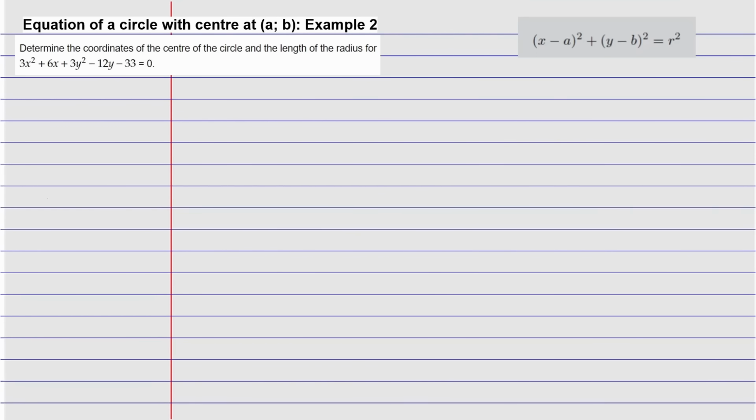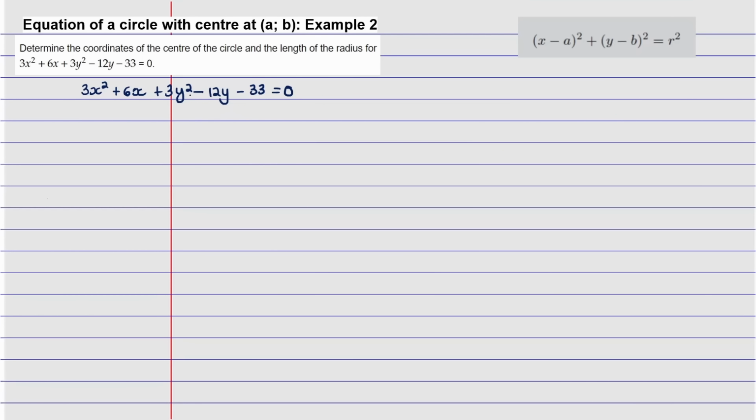So now we're going to do example 2. Example 2 says determine the coordinates of the center of the circle and the length of the radius. So we have this equation. If you see an equation like this, just know the fact that you need to use completing the square. So the first thing is let's just rewrite everything first. It's going to be 3x squared plus 6x plus 3y squared minus 12y minus 33 is equal to 0.